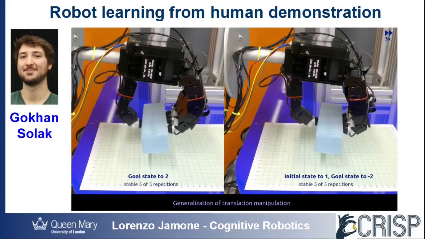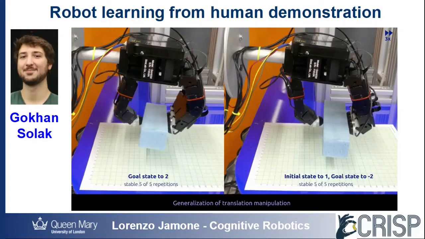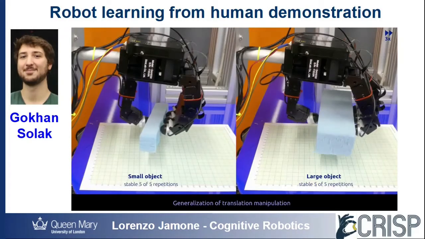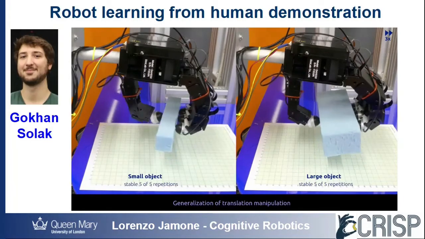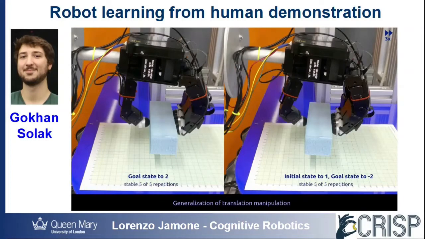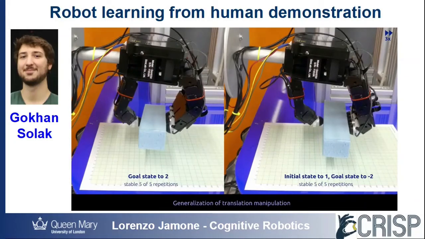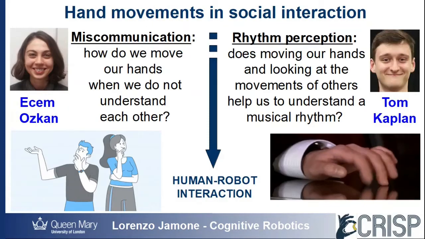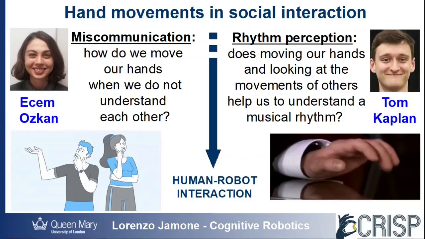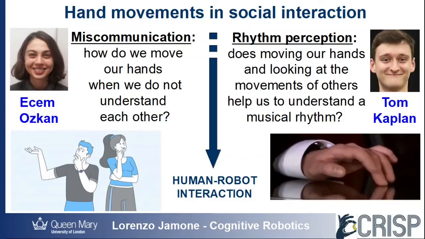After one manipulation action is demonstrated to the robot, for example, the translation of an object within the hand, the robot is able to reproduce this action in different conditions in the future, for example, using a different object, or making the translation longer or shorter. We are also investigating the role of hand movements in social interaction, also to understand how to make human-robot interaction more natural and effective.